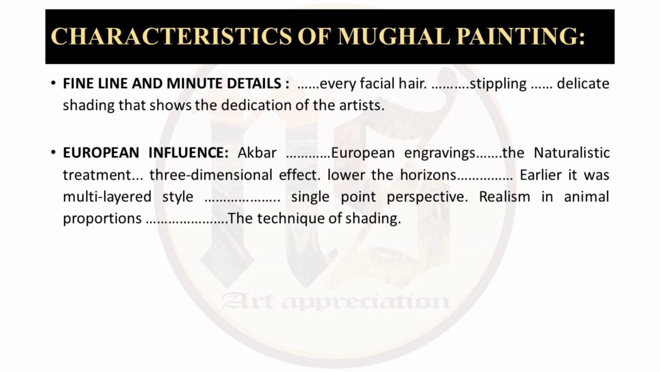Next feature is European influence. This started with Akbar when they got European engravings, and this is what influenced their naturalistic treatment and brought three-dimensional effect. They started lowering their horizon, and earlier they used to do multi-layered perspective. So single point perspective came in, then realistic animal compositions and proportions started making, and they also adopted the technique of shading to bring out the three-dimensional effects.